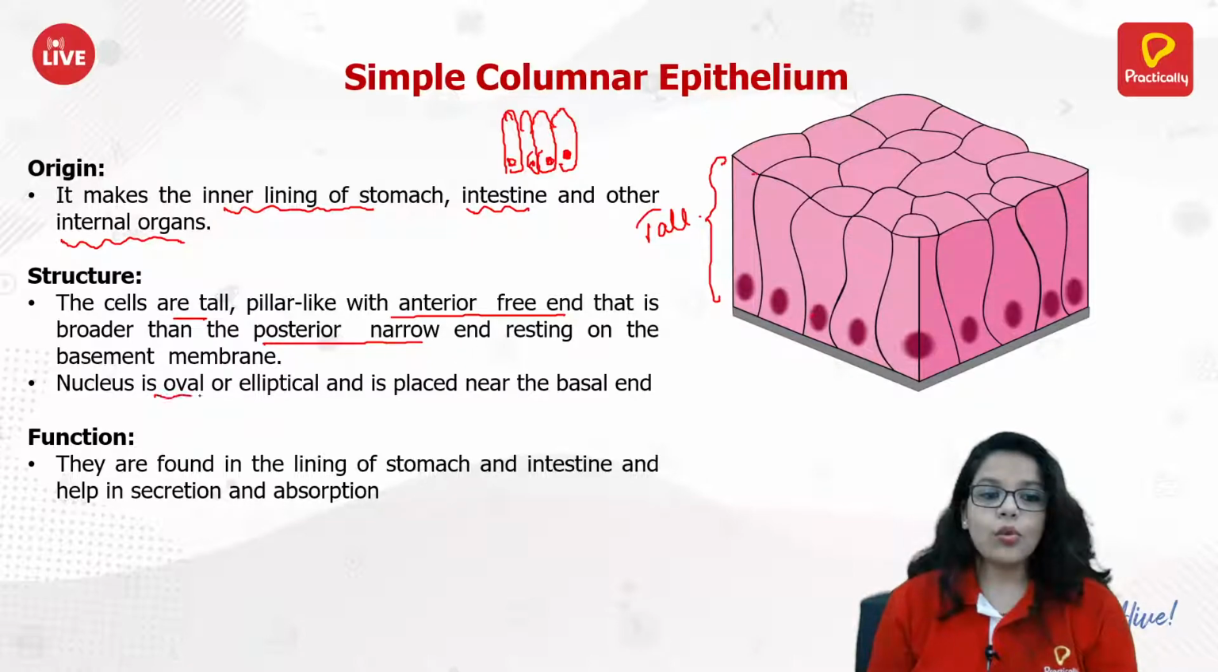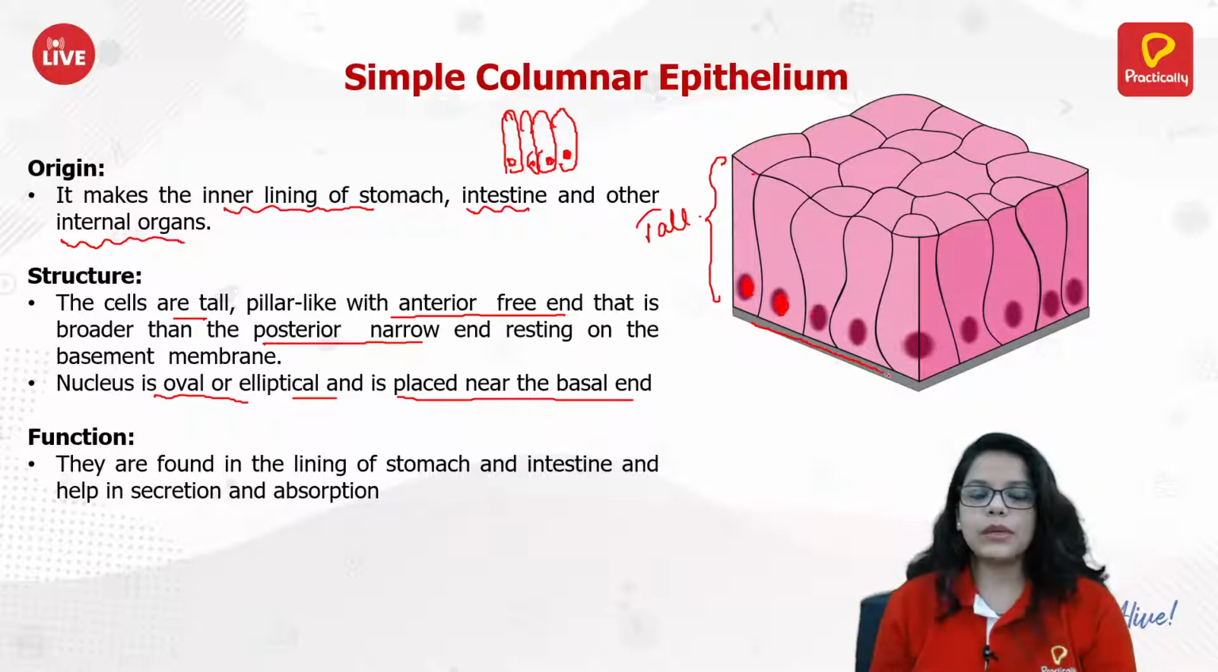The nucleus is oval or elliptical and placed near the basal end. So it is near here at the end, on the base. This is the base, and at the end it will be here. So basically, it will look somewhat like this.